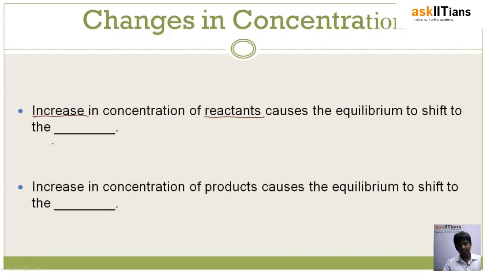Take an equilibrium, say involving the partial pressure of carbon dioxide, the partial pressure of carbon monoxide and the partial pressure of oxygen gas. Suppose this is the equilibrium, and the equation for it is 2CO plus O2 reversing to 2CO2. So this is an increase in the concentration of reactant. If I increase the concentration of carbon monoxide and oxygen, where will the equilibrium shift?